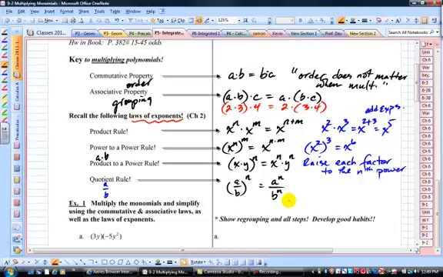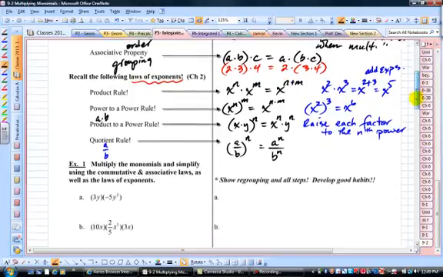Okay? And all those rules are going to be used at different times, depending on what we have. So we can flip back up here and refer back to all these rules as we go. So keep that in mind.